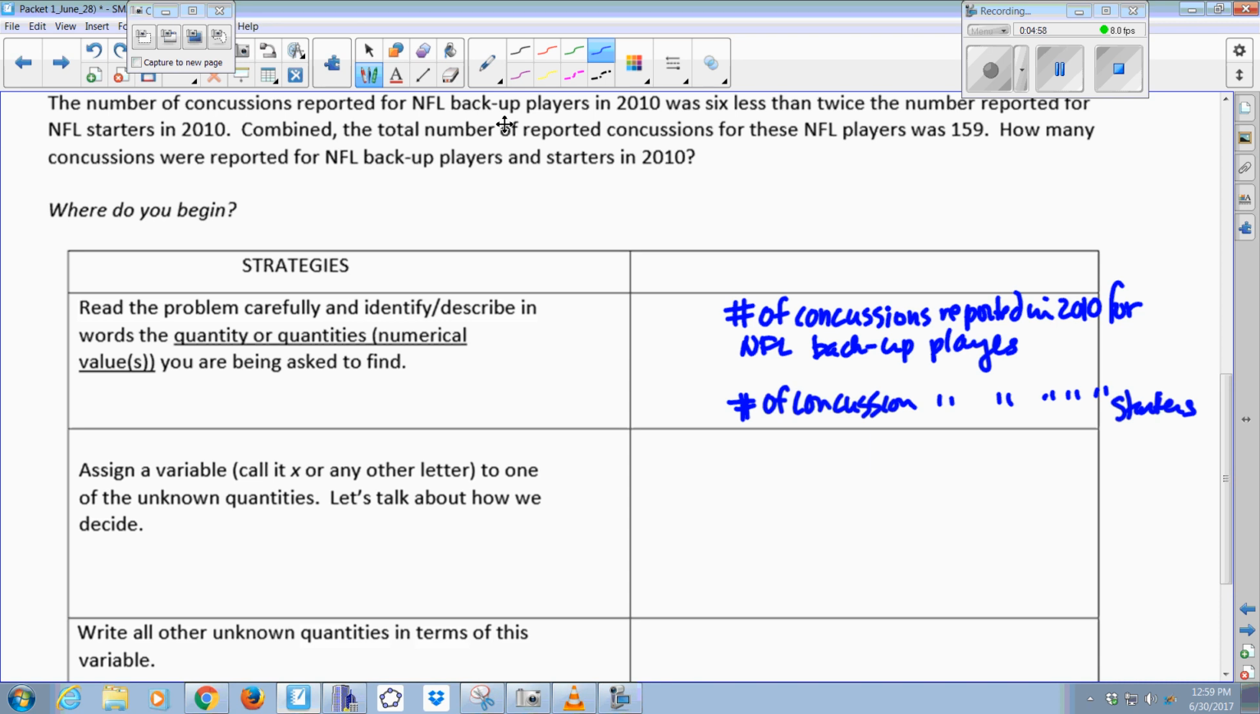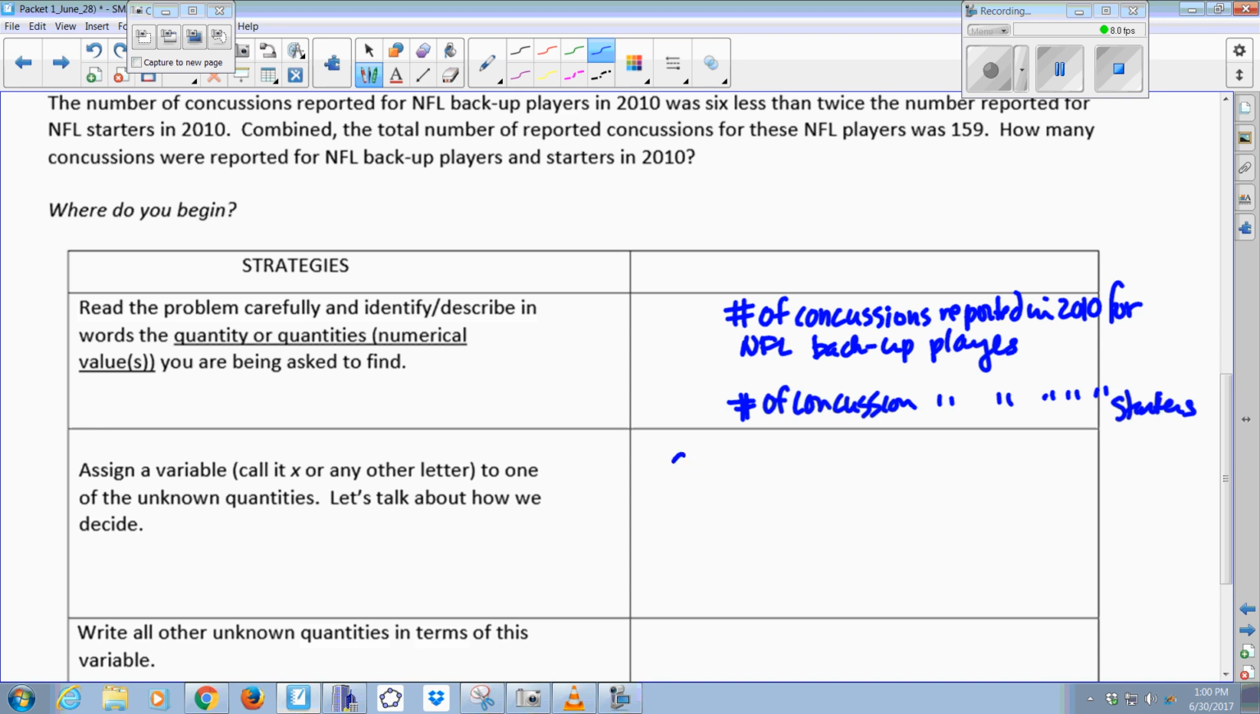So the number of concussions for the starters is smaller than the number of concussions from the backup players. I usually look at how the two numbers are described, and if I can't determine which one is being described in terms of the other, I just say, which of these numbers is smaller? And that's where I assign my variable. So the number of reported concussions for the NFL starters is smaller. You can also tell that by the bar graph, but you won't always have a bar graph to look at.